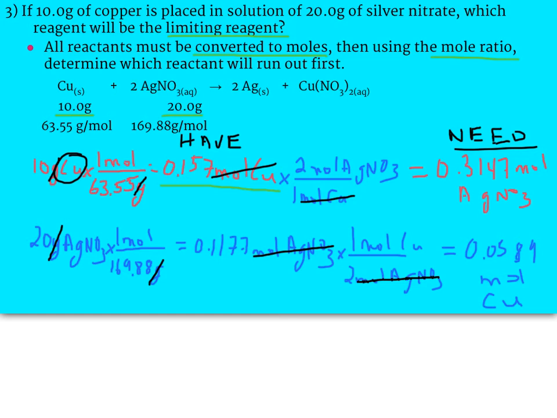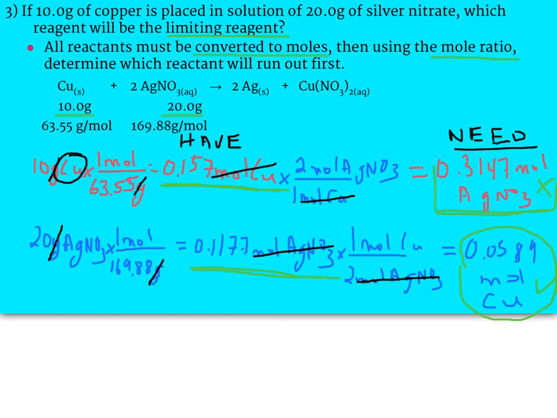In order to react all of that copper, I am going to need 0.3147 moles of AgNO3. In order to react this many moles of AgNO3, I am going to need 0.589 moles of copper. So I need 0.589 moles of copper, and up here I have that many moles of copper. So that means my copper, it looks like I have enough. My silver nitrate, I'm going to need 0.3 moles of silver nitrate, and I only have 0.1 moles of silver nitrate, which means I do not have enough.